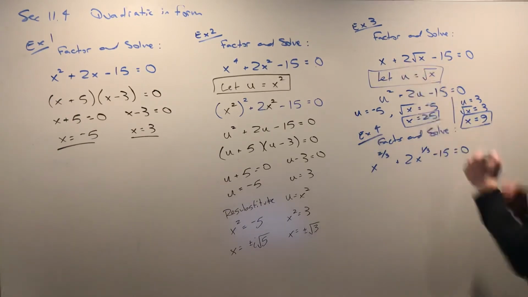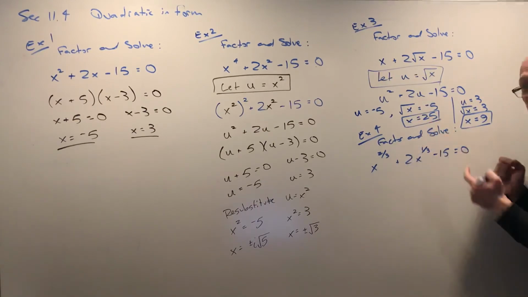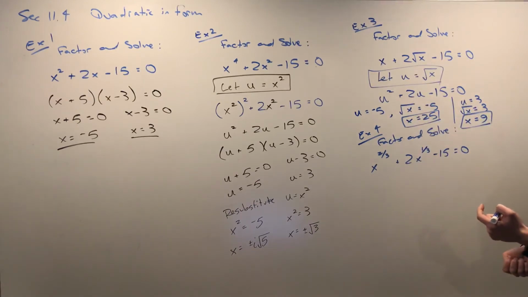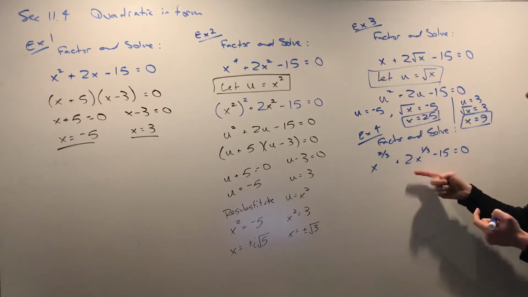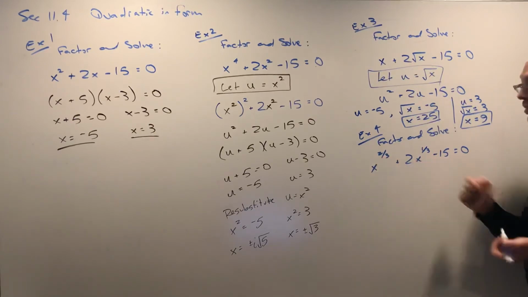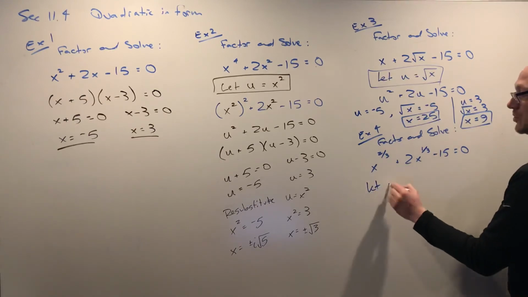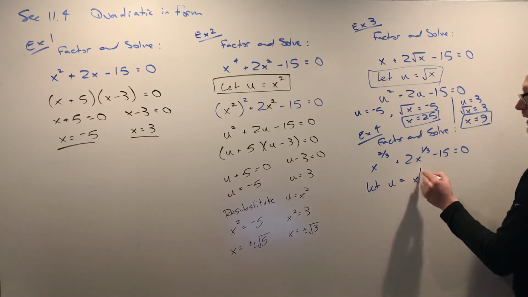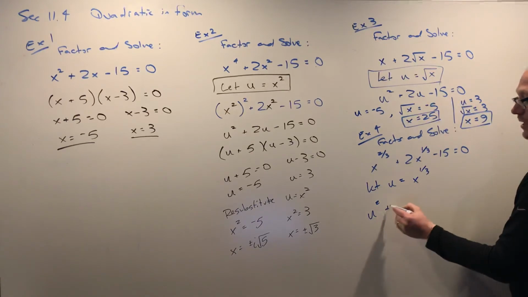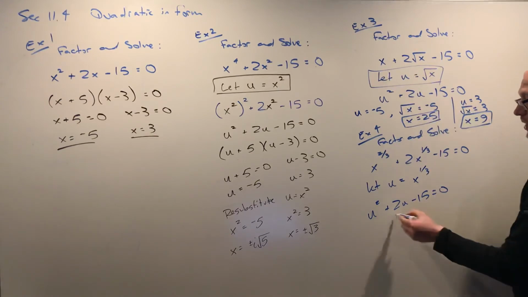Check them, make sure they both work. They might not. You might get some extraneous solutions to cross out, but that's the idea of setting up the quadratic in form. The last one right here, nothing here, this thing here. When you square it, you get x to the 2/3. So I'm going to set this up as u is the same as x to the 1/3. So this becomes u squared plus 2u minus 15 equals 0.